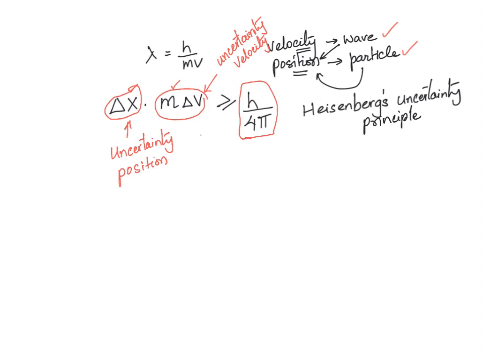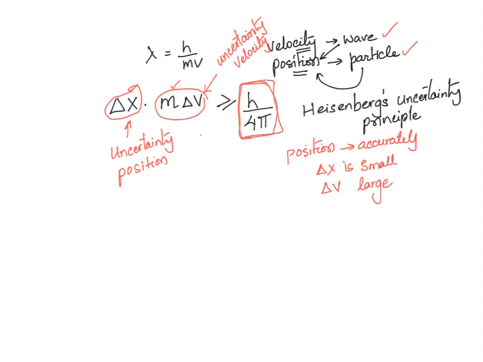Now let's say uncertainty in position is very, very small. So let's say we know the position very accurately. That means uncertainty in position is very less, so delta x is small. In that case, delta v becomes large because the product should be equal to a finite number.